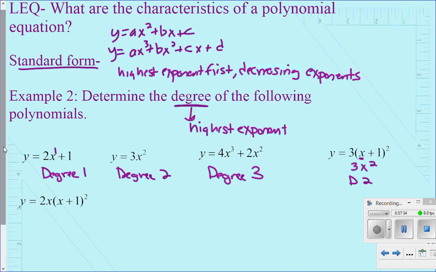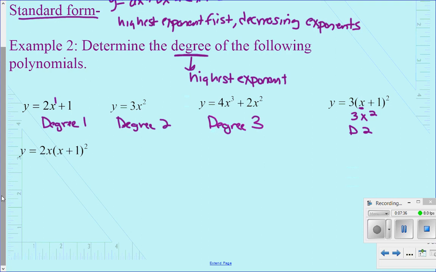Next one, same idea. We're going to either multiply it out or at least think about multiplying it out. Taking the x and squaring it gives us x squared times a 2x is going to give us a 2x cubed, which means the highest power is a 3, so this is degree 3.